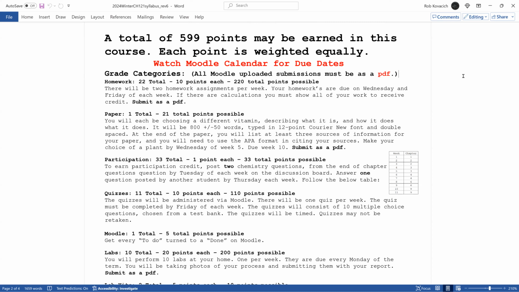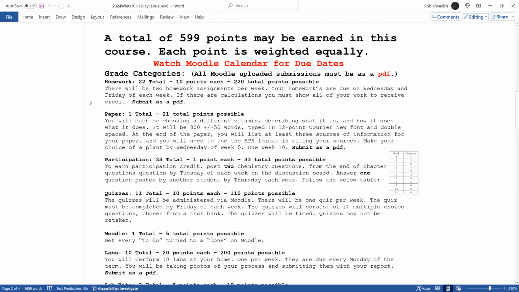You're going to be picking a vitamin, and you're going to write a short paper about that vitamin, describing what it is and what it does. And you're going to need to come up with some APA sources to cite the information within your paper. The participation is you pulling questions out of the textbook for a given chapter and a given week, and then answering somebody else's post that they have created. So this is a little chart telling you for which week, which chapter you're going to be posting questions for.